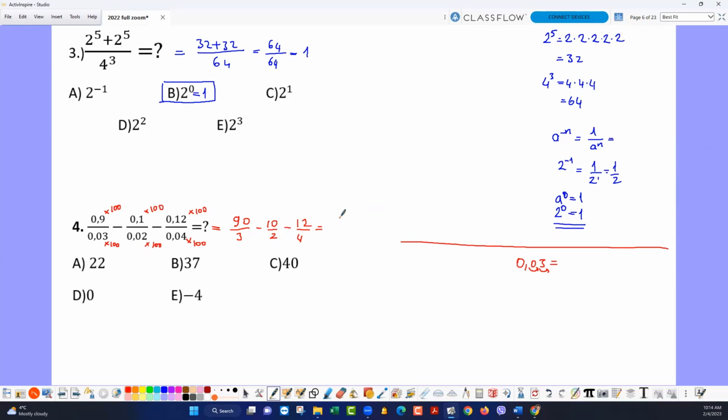90 over 3 is equal to 30. Minus 10 over 2 is equal to minus 5. And minus 12 over 4 is equal to minus 3. 30 minus 5 is equal to 25. 25 minus 3 is going to be equal to 22. So the answer is going to be A.